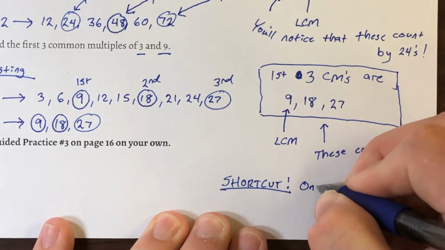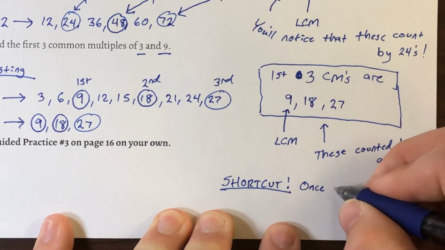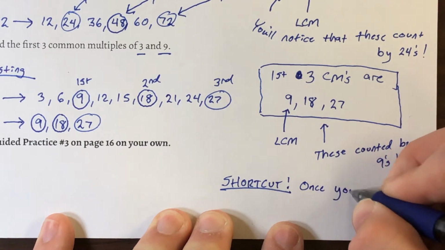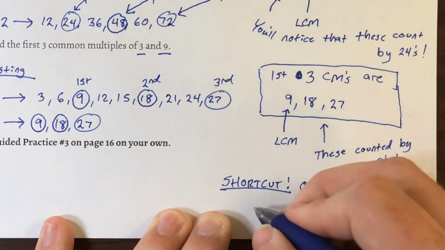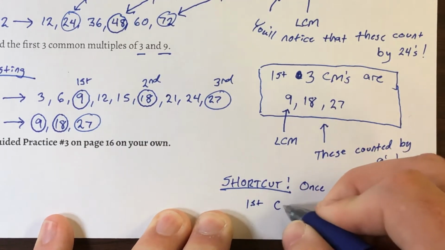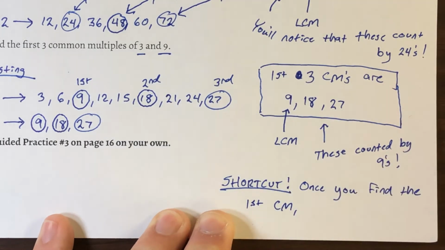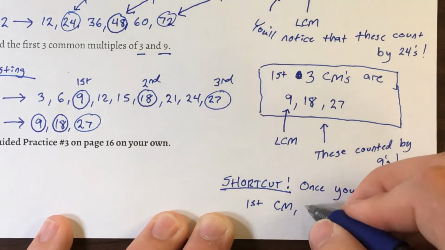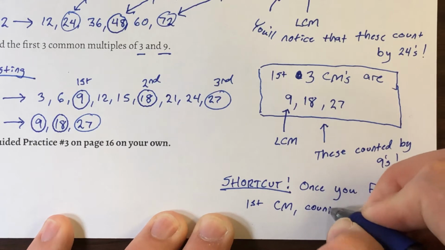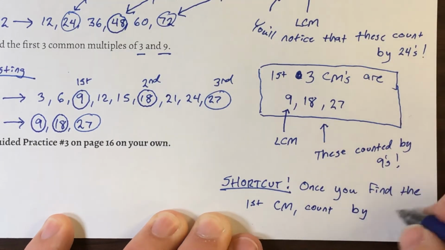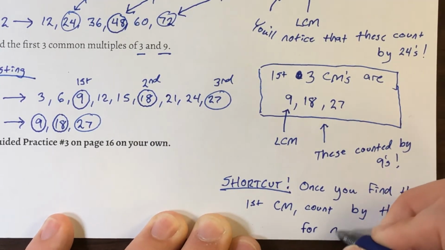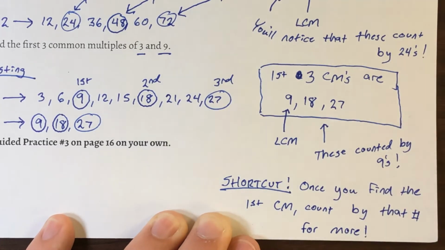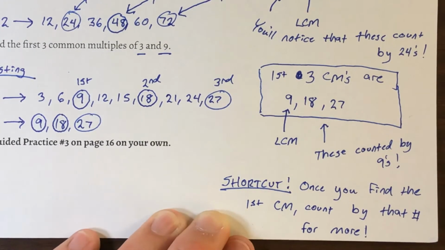So our shortcut is, once you find the first common multiple, and I'm going to abbreviate CM for short, count by that number for more. So count by that number for more of them.